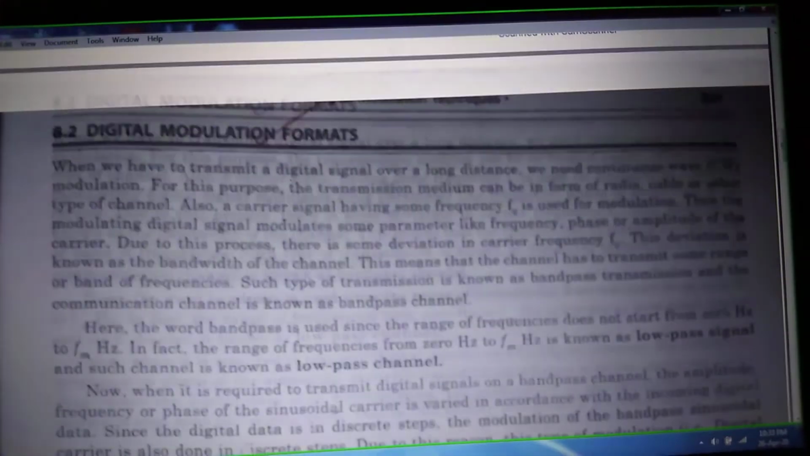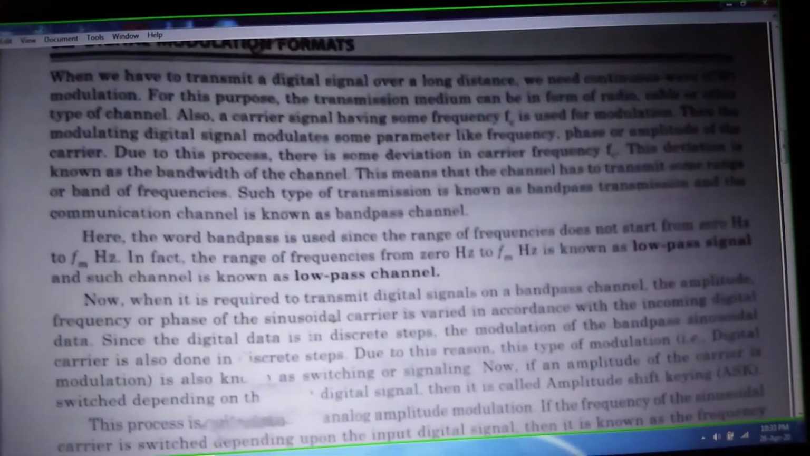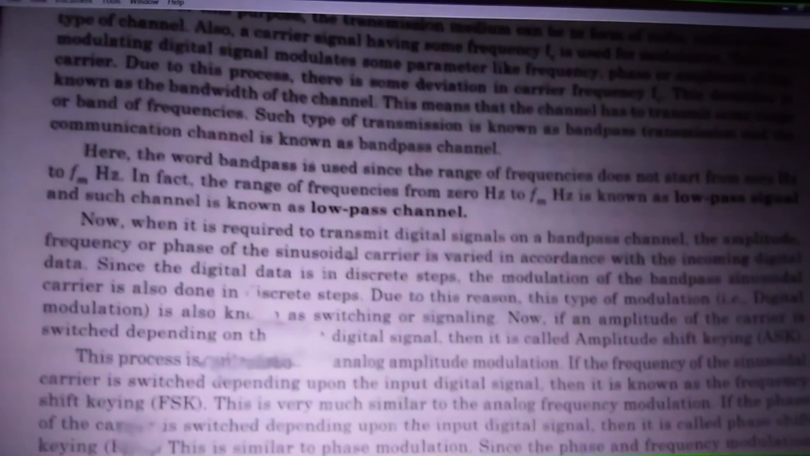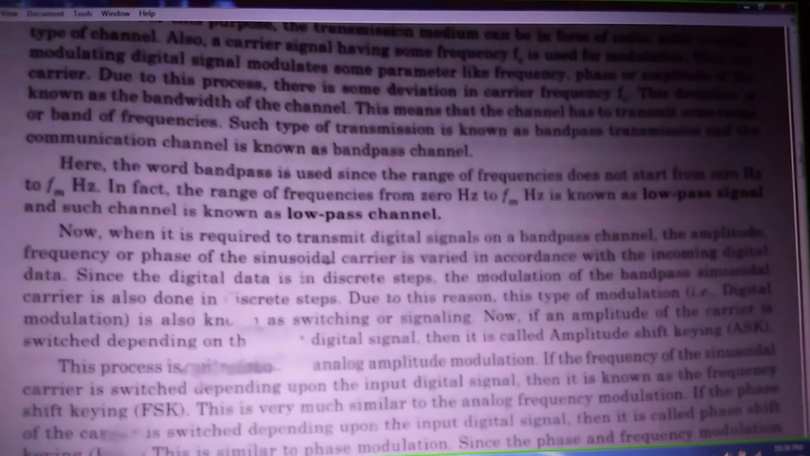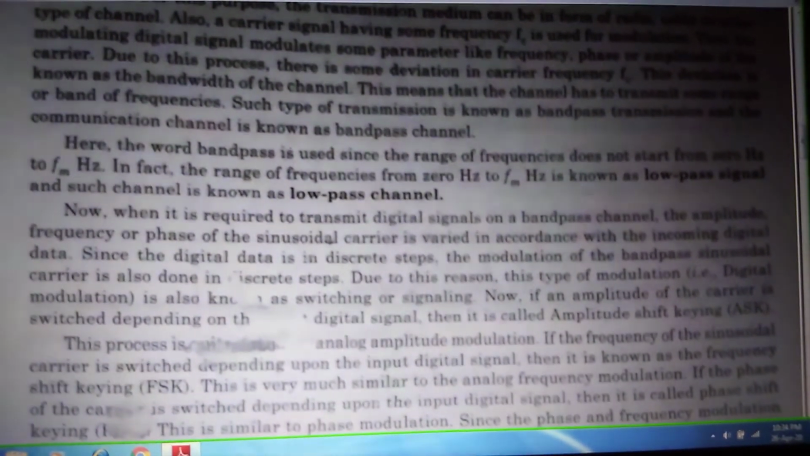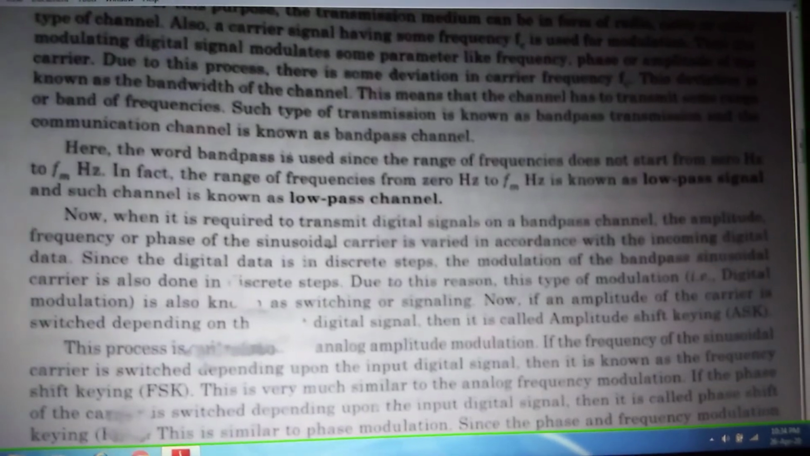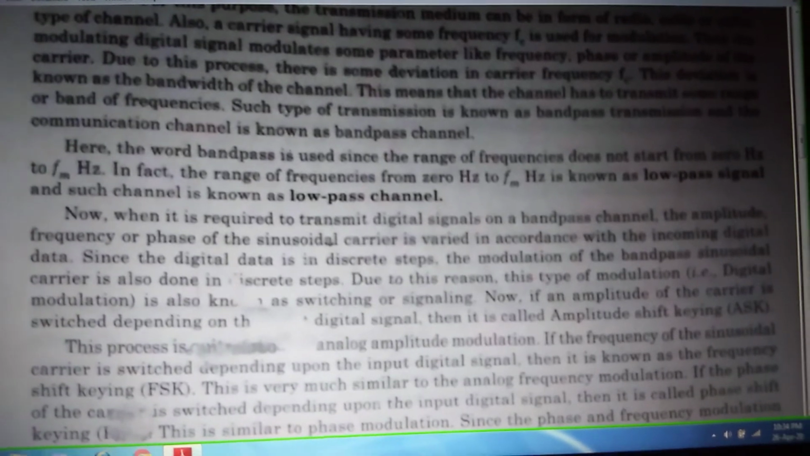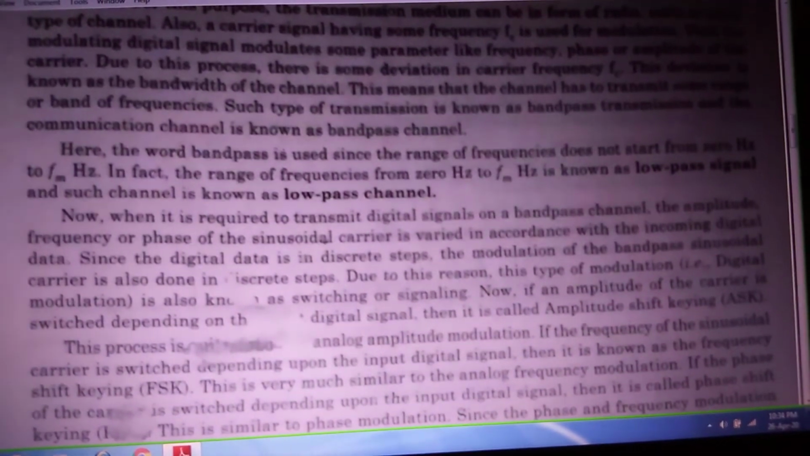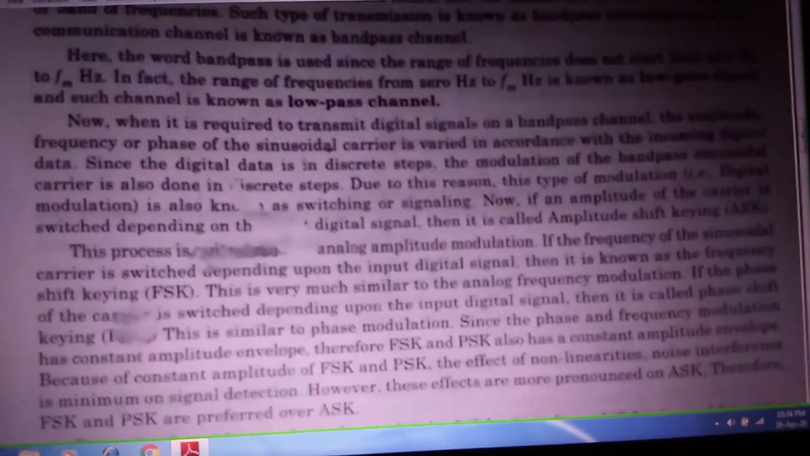What are the basic formats in the digital modulation scheme? We know when we are transmitting the voice signal, the voice frequency is very low. That means in the transmitter as well as the receiver, we have to use some low pass filter. We know the characteristics of the low pass filter: it will transmit only the low frequency signal and block the high frequency signals.